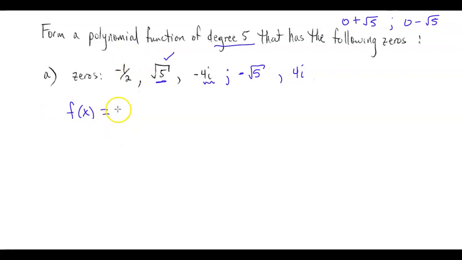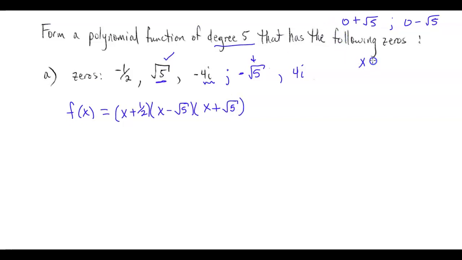So we could write our polynomial in factored form to look like this. So our rational zero of negative 1/2 would translate to a factor of x plus 1/2. Our zero of square root of 5 would be x minus square root of 5. And of course, I'll skip over here and do this one. This would be x plus square root of 5.